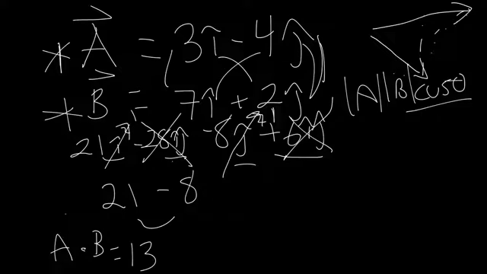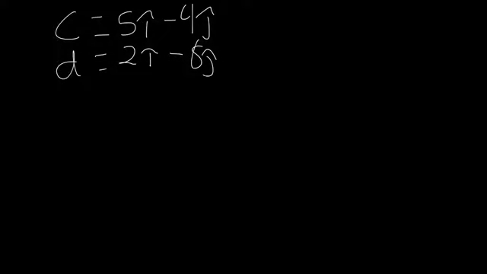Alright, so to continue, let's do another couple examples and then we'll wrap this video up. Okay, so now we have vectors C and D, and what I'd like you to do is to go ahead and find the dot product of C and D. Find C dot D. Go ahead and do this yourself.